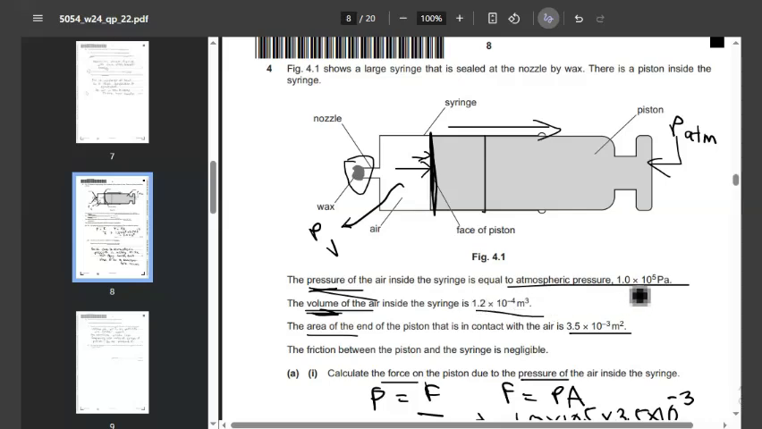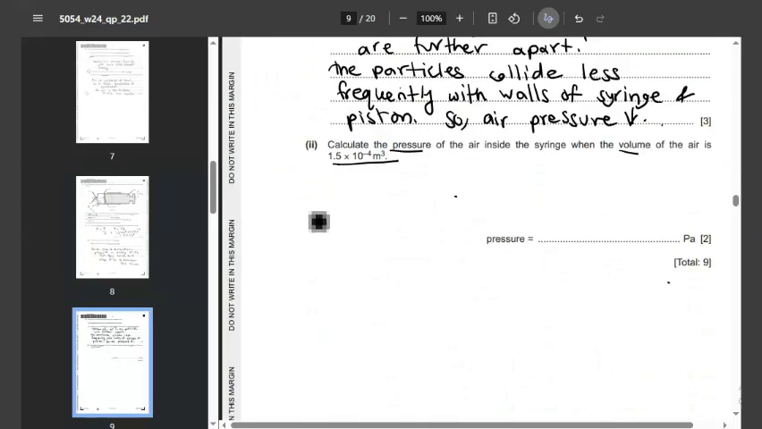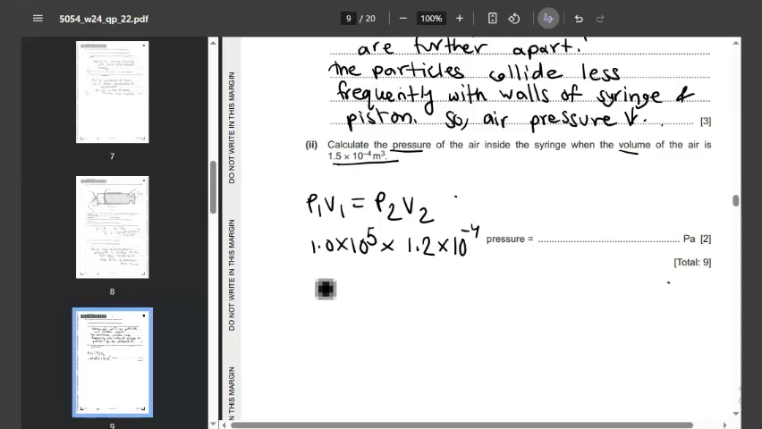So according to Boyle's law, P1 V1 is equal to P2 V2. So P1 is 1 into 10 to the power 5. And V1 was 1.2 into 10 to the power minus 4. And V2 is equal to 1.5 into 10 to the power minus 4, and we have to find P2.